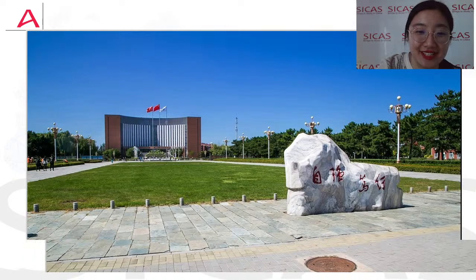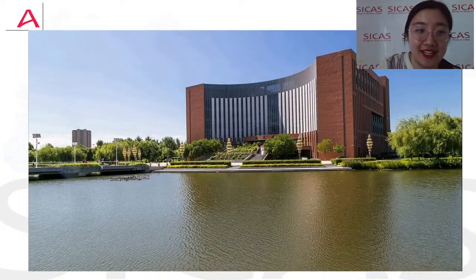So, yes. And here is another beautiful view of SUT.